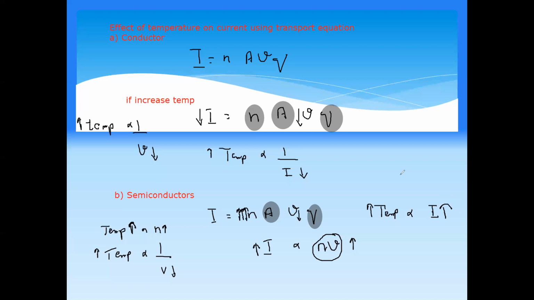Any doubt? So this transport equation is also important, which shows a relation between the current and charge density as well as the drift speed or drift velocity.